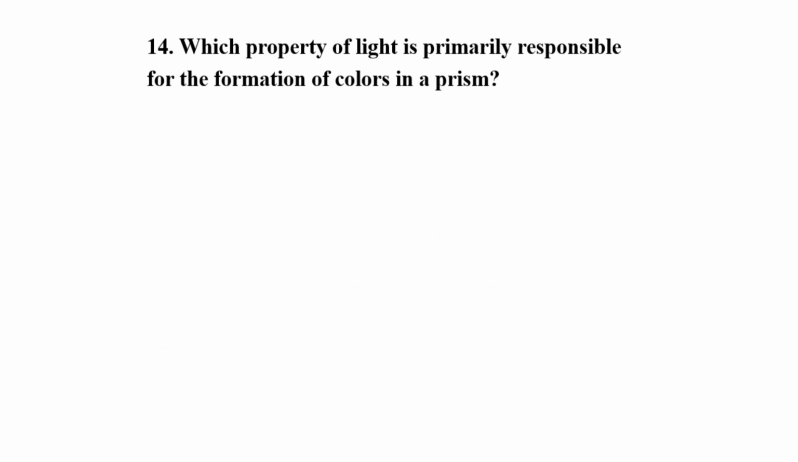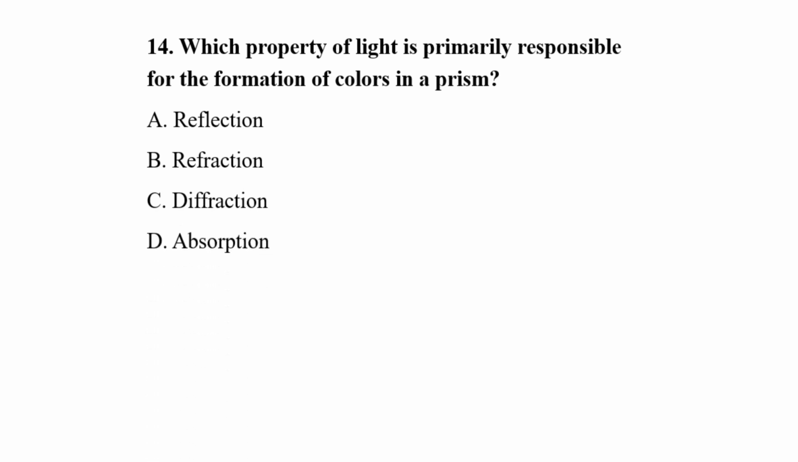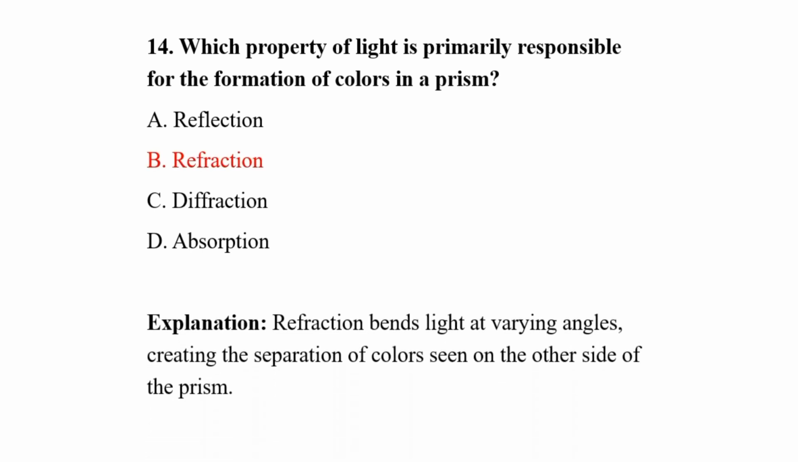Question number 14. Which property of light is primarily responsible for the formation of colors in a prism? A. Reflection. B. Refraction. C. Diffraction. D. Absorption. The answer is refraction. Refraction bends light at varying angles, creating the separation of colors seen on the other side of the prism.